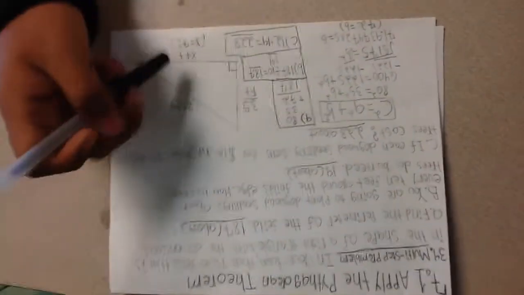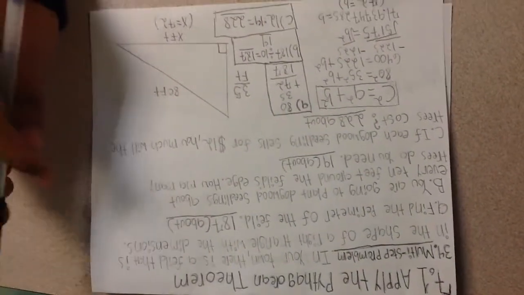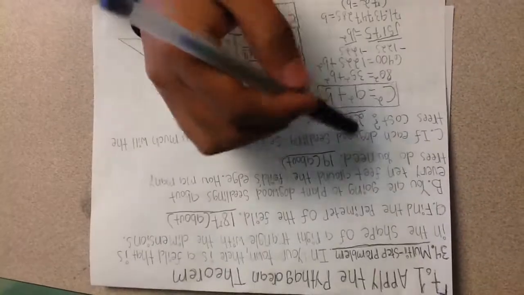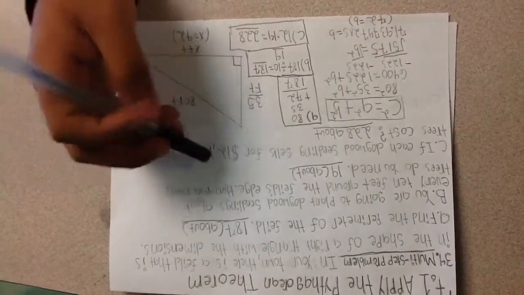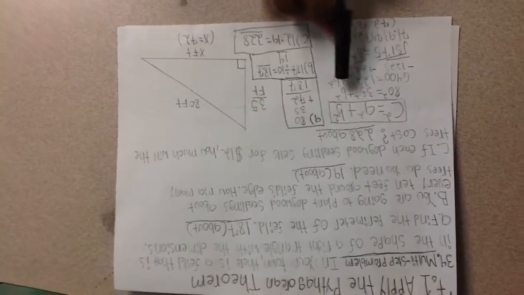So we gotta find the missing length. And in order to do that, we gotta apply the Pythagorean theorem, which is c squared equals a squared plus b squared. Now we plug 80 in for the c because whatever is the hypotenuse is the c squared. Now you can plug 35 anywhere. So 80 squared equals 35 squared plus b squared.